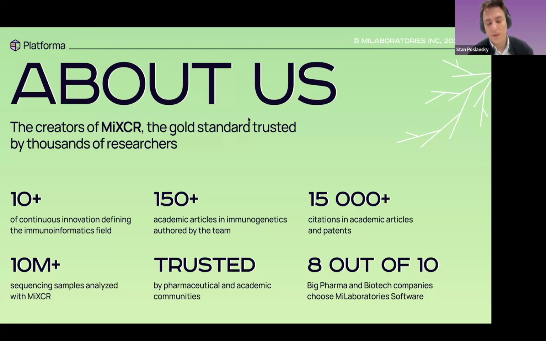We first released the first version of MiXCR in 2013. It was called MiTCR, for T-cell receptors. Then in 2015, we released MiXCR, where X stands for T or B-cell receptors. It was published in Nature Methods and Nature Biotechnology, and today it's the most widely used tool for BCR and TCR NGS sequencing data analysis.